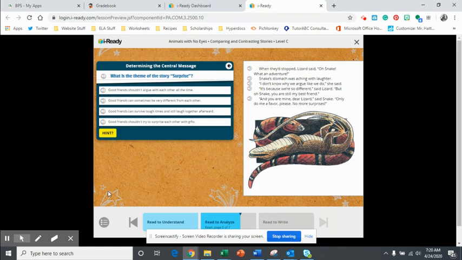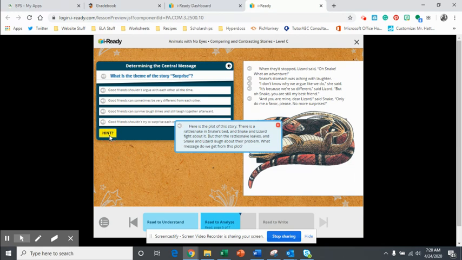Good friends shouldn't argue with each other all the time. Good friends can sometimes be very different from each other. Good friends can survive tough times and still laugh together afterwards. Good friends shouldn't try to surprise each other with gifts. Now, one of those definitely should just jump right out at you. Some of the choices are true, but one of those should definitely jump out. And if you still can't get it, make sure you click on your hint.